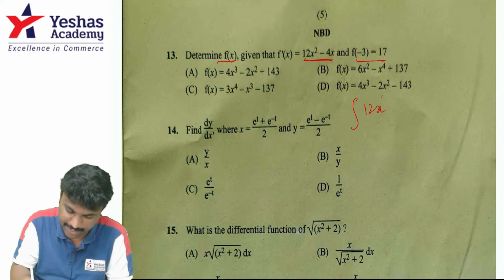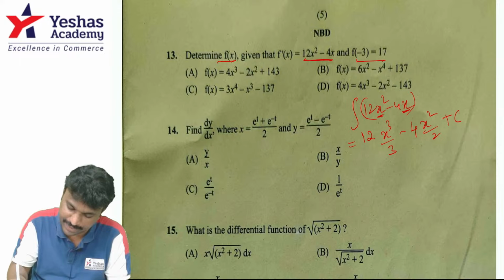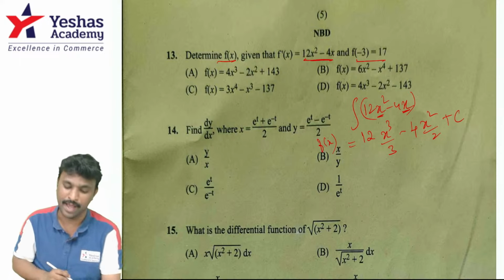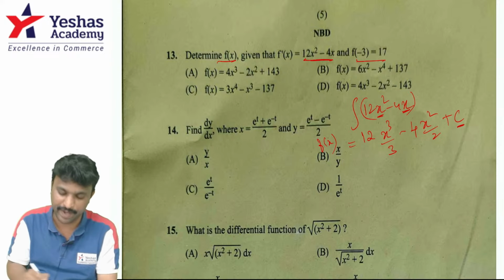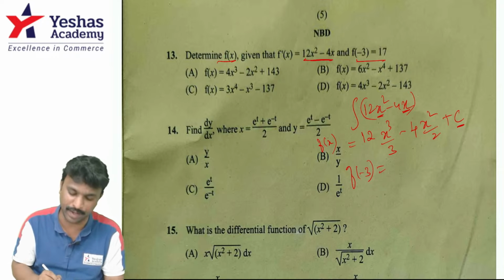Integration of 12x square minus 4x. Just tell me what is it? 12 into integration of x square is x cube by 3. 4 into integration of x is x square by 2 plus c. This is what is f of x. But the thing is, how do I find out c? So they've said f of minus 3. Wherever x is there, you have to put minus 3.